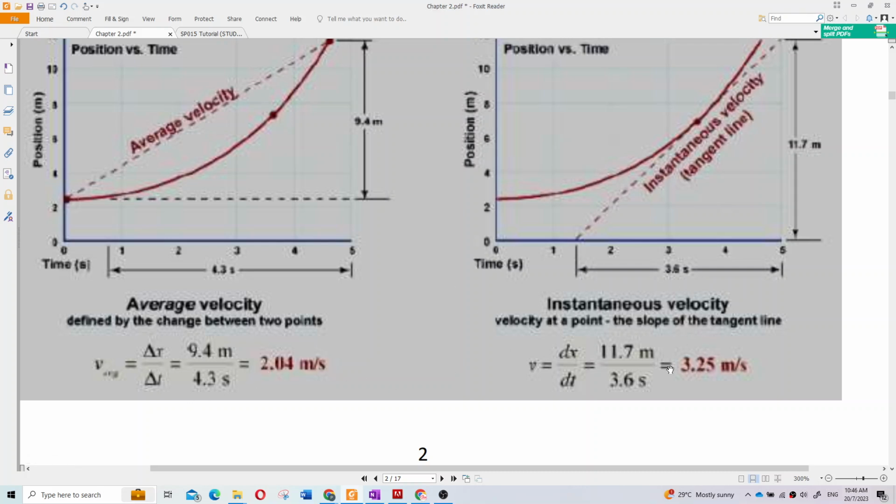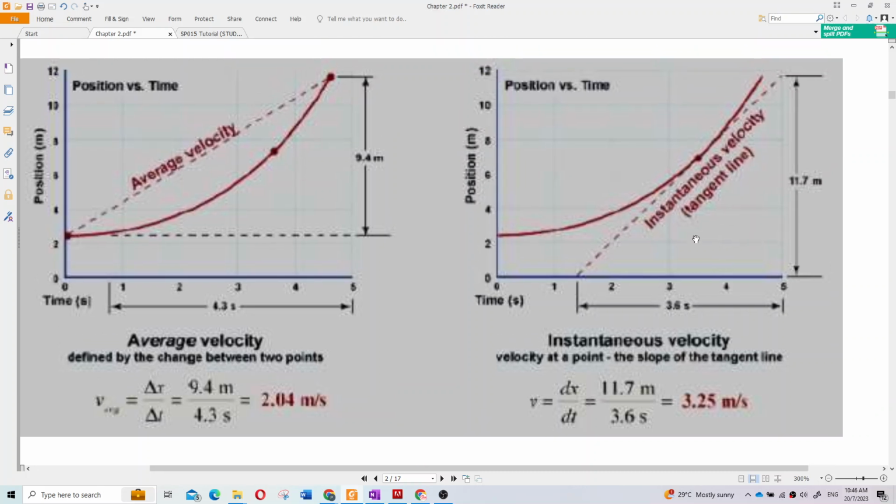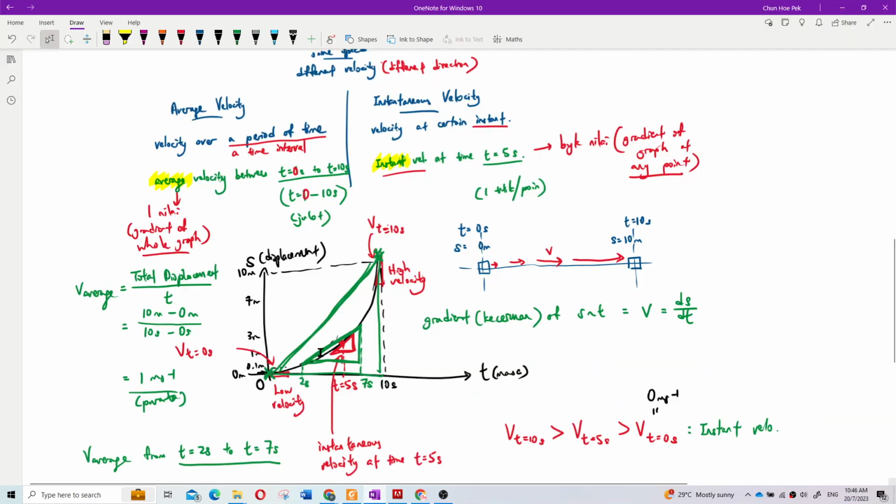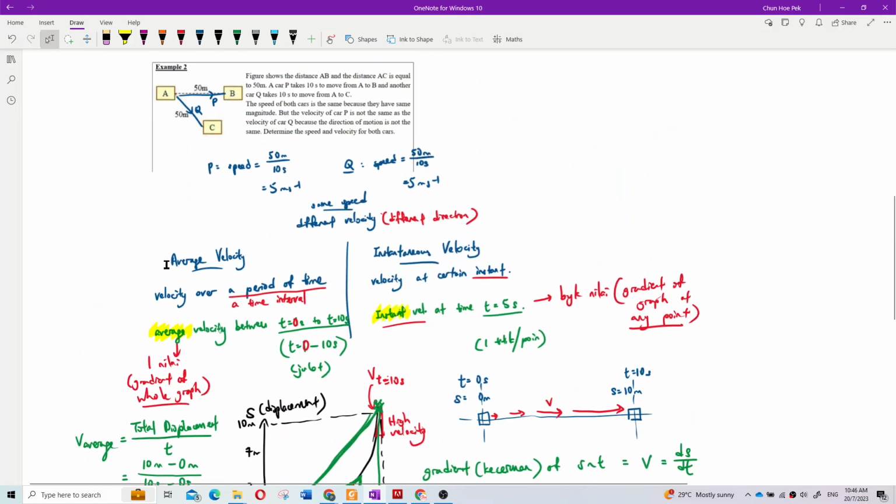You see, average velocity dengan instantaneous velocity dia punya nilai lain. 2.04 ini 3.25 ya. Sebab lain, maksud dia lain. Ini velocity at certain time. This velocity at time interval. Okay lah, itu saja. I think sampai sini saja hari ini ya. Saya nak you tahu average velocity is velocity over a period of time, over a time interval. But instantaneous velocity is velocity at certain time. Certain instant means certain time.